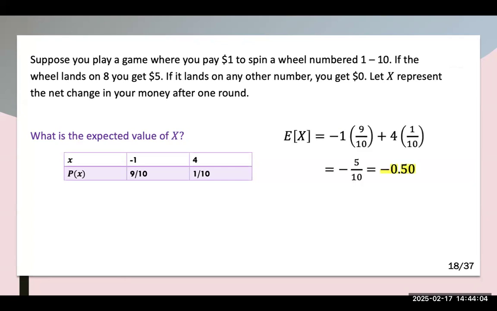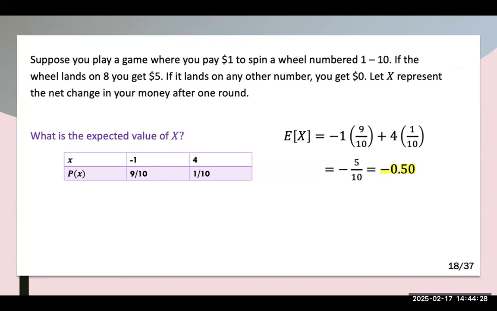So the expected value is -1 times 9 over 10 plus 4 times 1 over 10. If you add that up, you get -5 over 10, which is -0.5. So I expect to lose 50 cents if I play this game. What does that really mean? Because I will only lose $1 or I will gain $4.